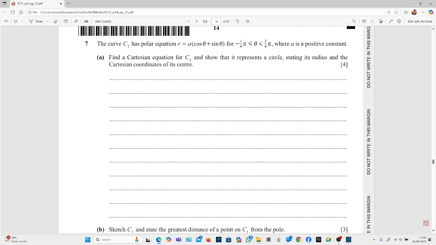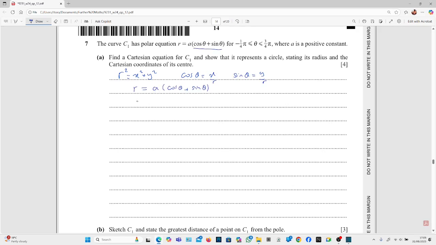Now, by definition from polar coordinates, we know that r² = x² + y², and also cos θ = x/r, and sin θ = y/r. So if we substitute these into this equation over here, this is what we get. And so r = a(x/r + y/r).